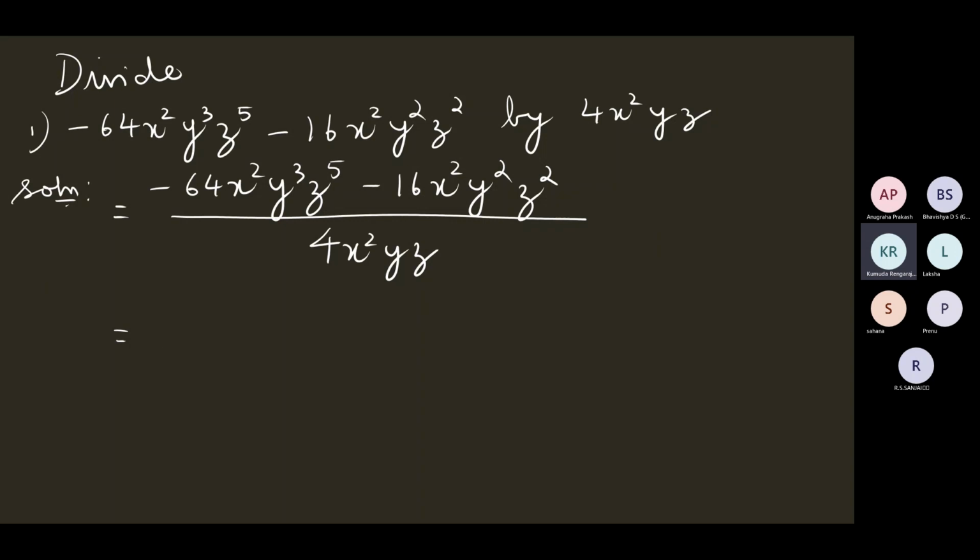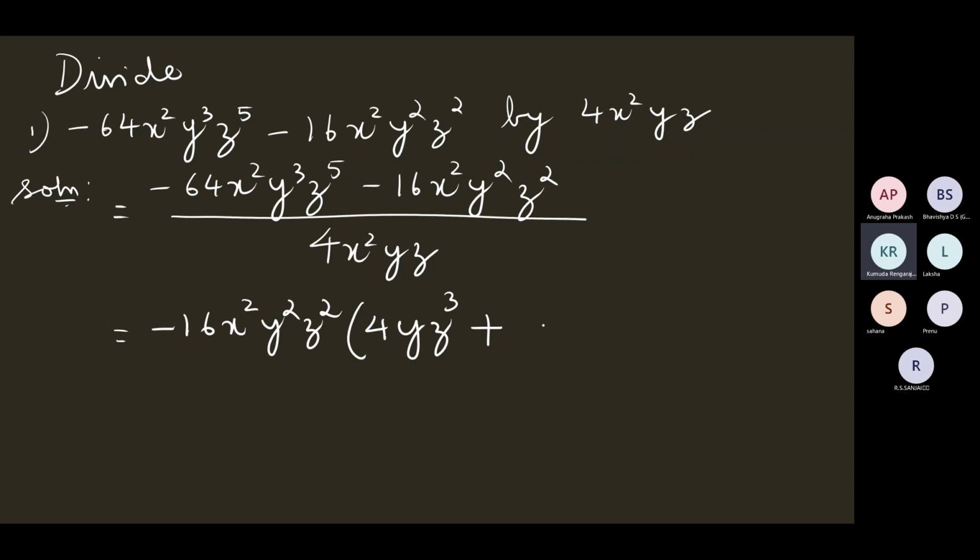You can take out the common factor. In the numerator, minus 16 is common. And x squared and x squared is common, y cubed and y squared, and z to the power 5 and z squared. This is common. Open a bracket. So it'll be 16 into 4 is 64, yz cubed, minus into plus is minus, and then it is going to be 1. The whole thing is common outside.